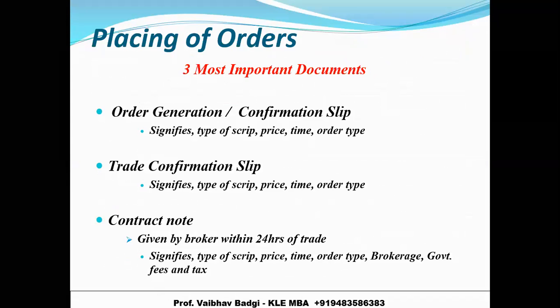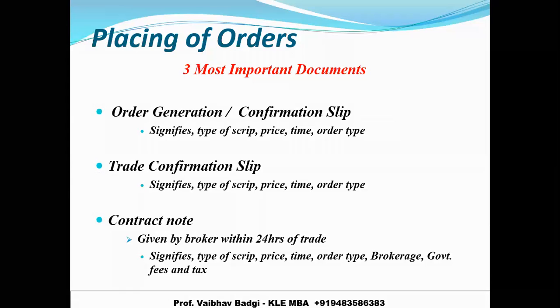There are three important documents that are generated whenever you place an order. First is what we call the order generation and confirmation slip. That means your order is generated. You have put the order in the system. Okay. Whether it has been received at NSE or not, we don't know, right? So this is what we call the order generation and confirmation slip. Then we have the trade confirmation slip, and finally we have the contract note.